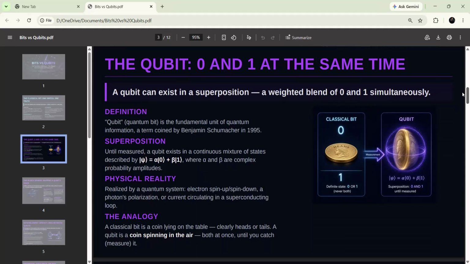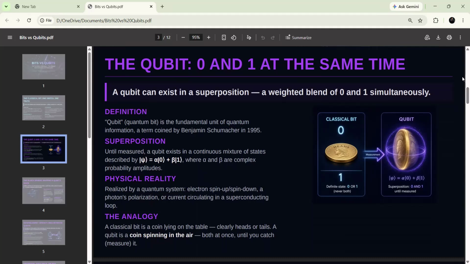So this is also the fundamental unit of quantum information. For classical information, bits are the fundamental units. For quantum information, the qubit is the fundamental unit. The term qubit was coined by Benjamin Schumacher in 1995.